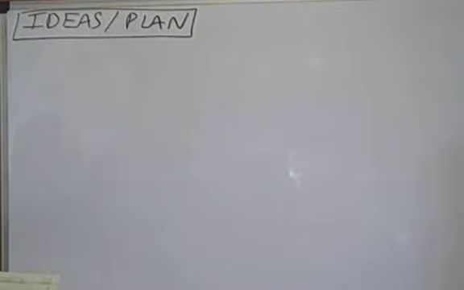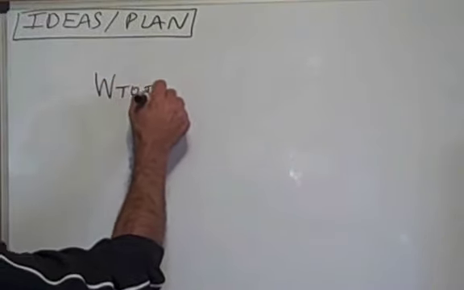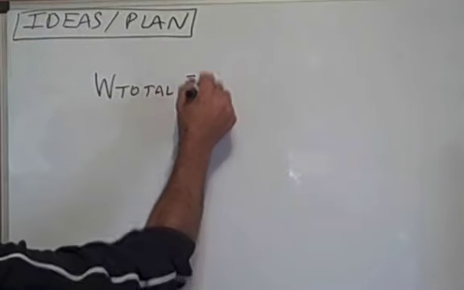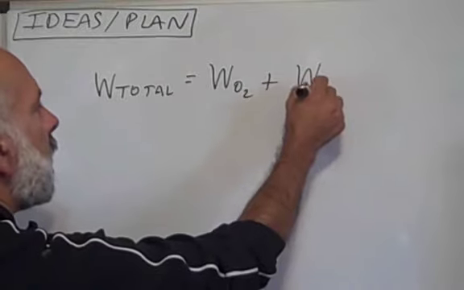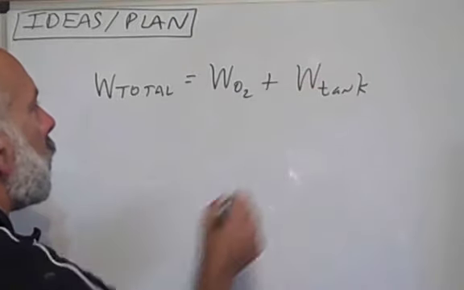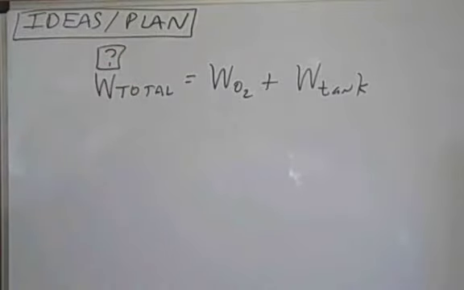Start with an equation that has your goal in it. Since the goal is the total weight, one equation is the weight of the oxygen plus the weight of the tank. In looking at this equation, there's our goal. Excellent. We know the weight of the tank. That is specified as 150 pounds. If we can find the weight of the oxygen, we are done.